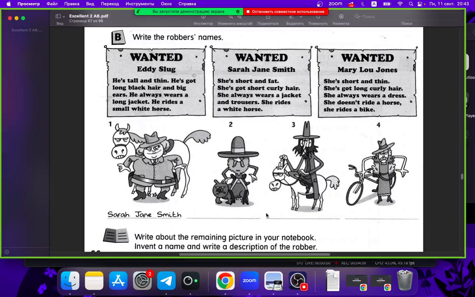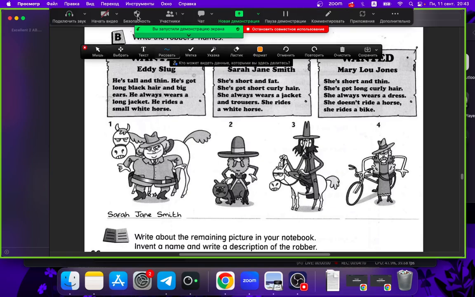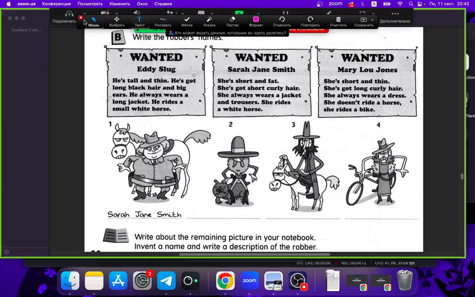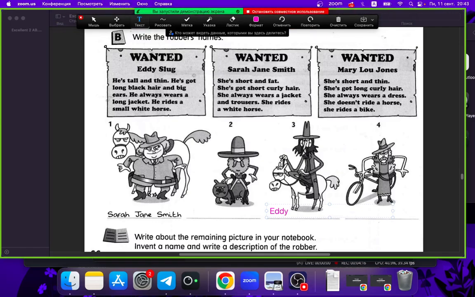Let's do it. Yeah, let's write it down. Oh, I've forgotten to do it properly. Eddie Slug is over here. Please write it down carefully. Let's not slap but slug. Wonderful. Let's go on. Let's read the second sign.